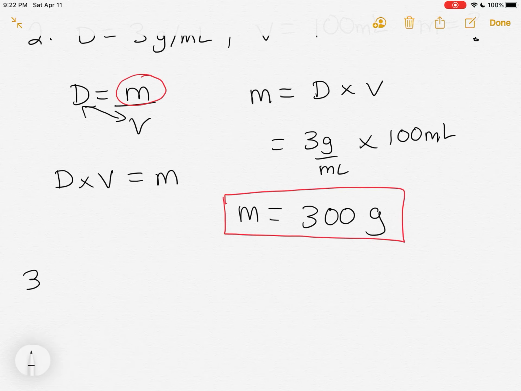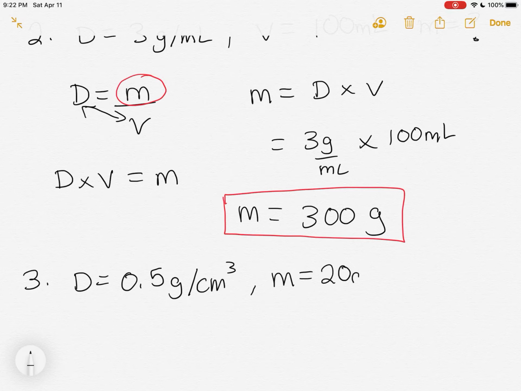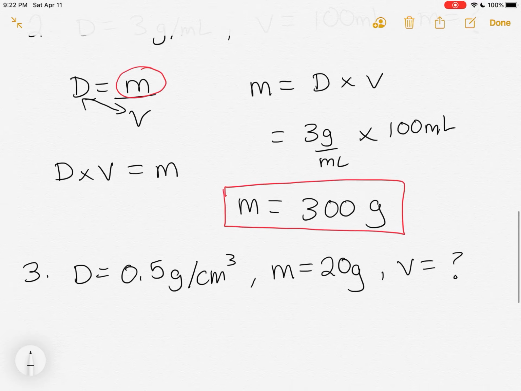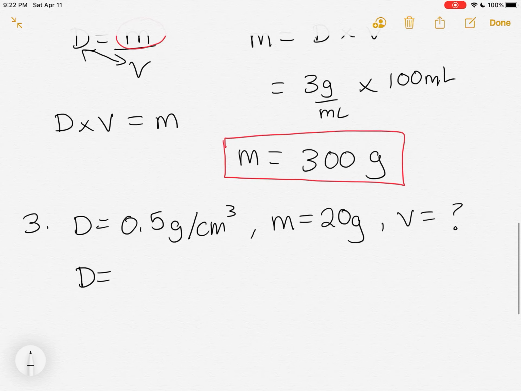Okay, let's try another one. So this is practice question number 3. And so in this practice question, we are given the density of 0.5 grams per centimeter cubed. And we are given that we're using a mass of 20 grams. And in this case, we are looking for the volume. So we're going to, again, use our density equation.